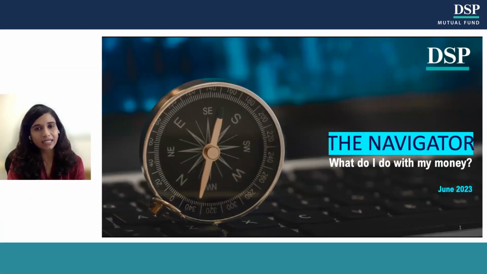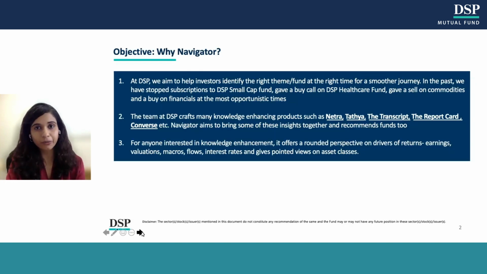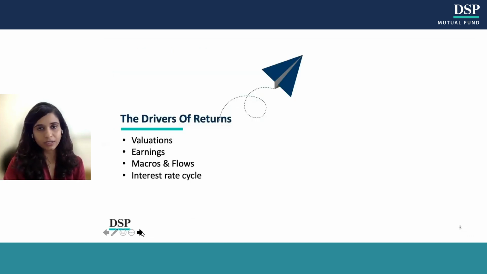So, as we know by now, we write the DSP Navigator every quarter and aim to release it around the mid of that month. We have now come up with the DSP Navigator for June 2023. As we stand today, there are a lot of things around us that are catching headlines, making a lot of news. And our aim at DSP Navigator is to put all of that together and create asset class views and create asset allocation portfolios.